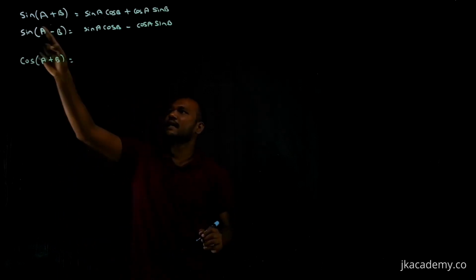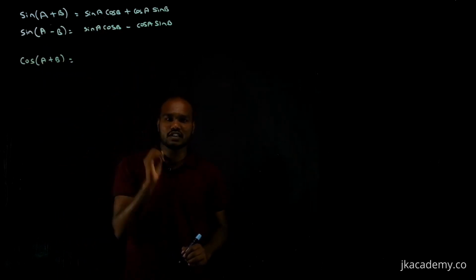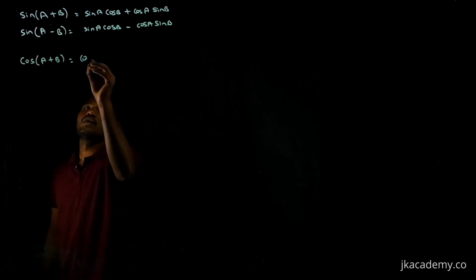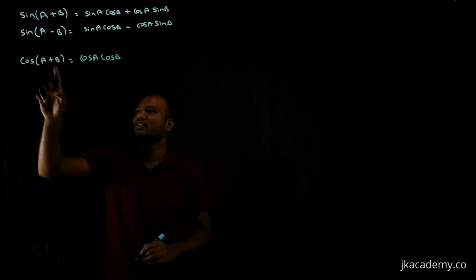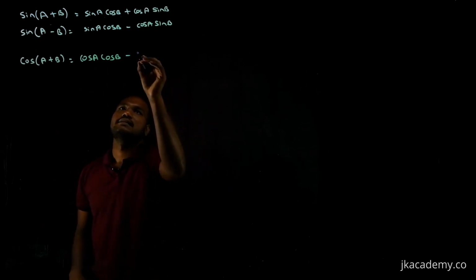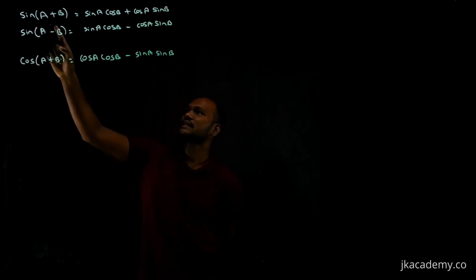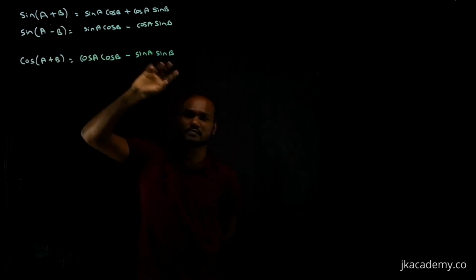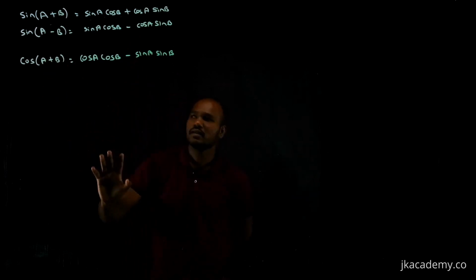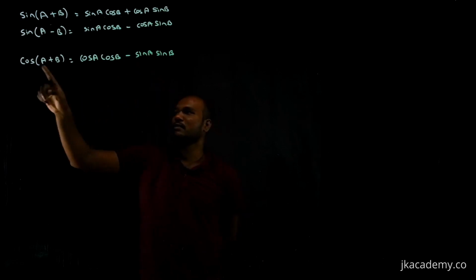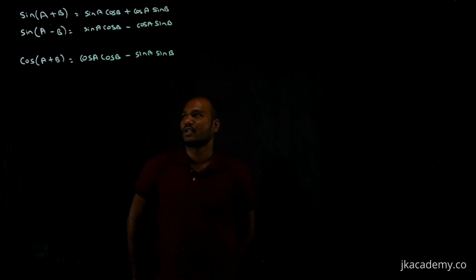Next, let's talk about cos of A plus B. See, I said sin is a mixture of sin and cos, but cos is alone. It will not go with anything, cos will go with cos only. So cos A cos B, and if there is a plus, it will take minus, sin A sin B. In sin there is a plus for plus and minus for minus, but in cos it's the opposite: for a plus it goes minus. Sin is a mixture, but cos is only cos cos, sin sin. Okay.